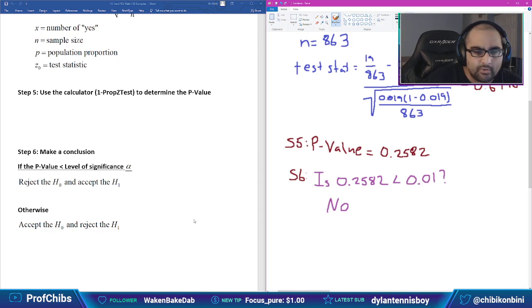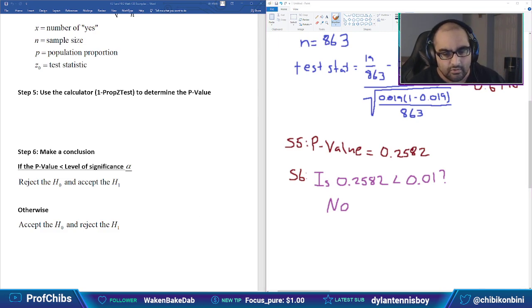Which conclusion are we going to make here? Are we going to reject the null and accept the alternate, or accept the null and reject the alternate? Which one of those two conclusions are we going to make here? What is our conclusion? Reject the null and accept the alternate?